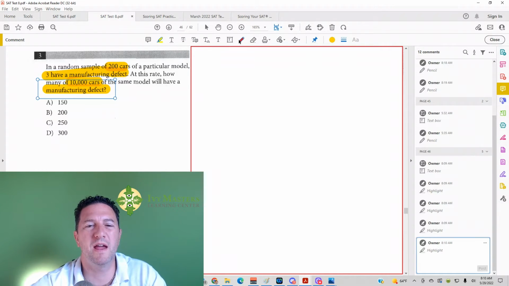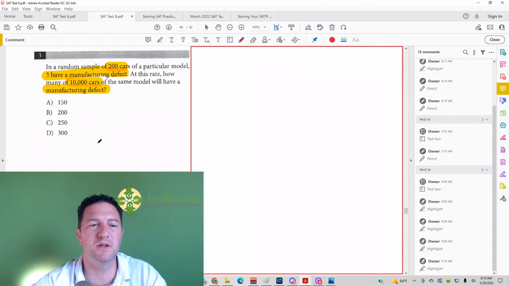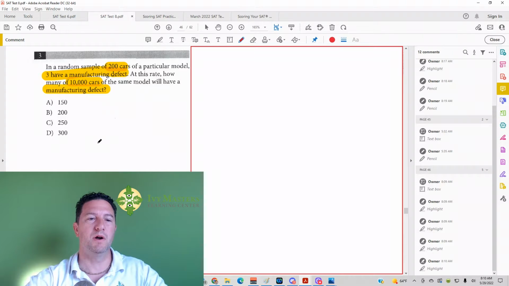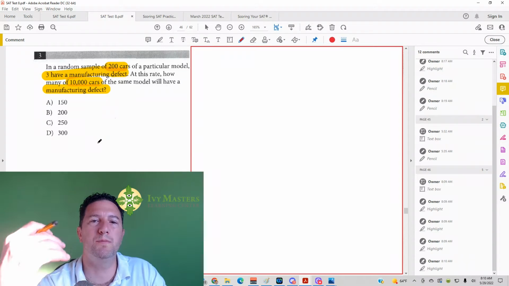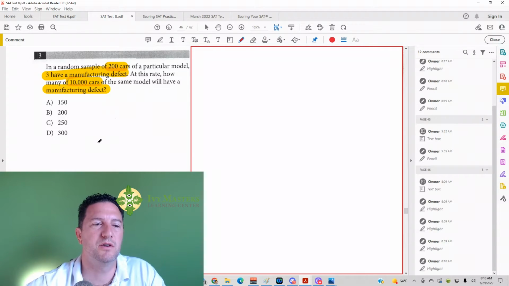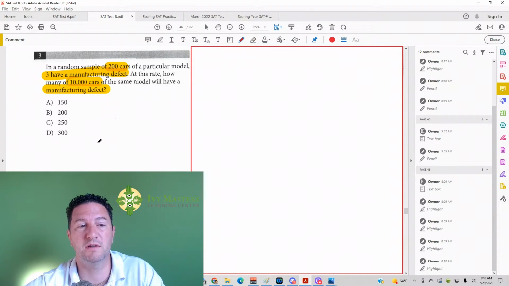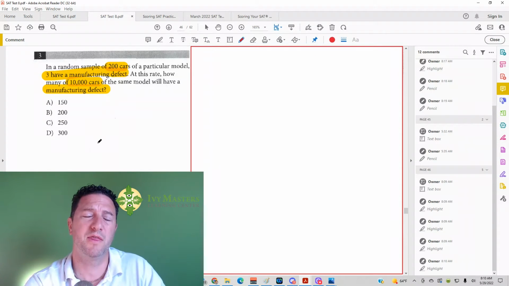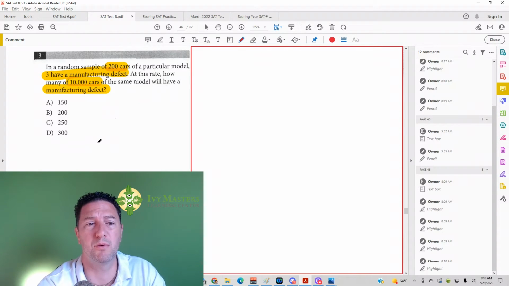So, whenever there's 3 values, see if you can set up a proportion. And how do you know if you could set up a proportion? Well, you have 2 pairs of units. What we've got is 200 cars, 3 with a manufacturing defect. Then we've got 10,000 cars, how many have a manufacturing defect? You can also look at it as 200 cars to 10,000 cars, 3 have a manufacturing defect, how many have a manufacturing defect?